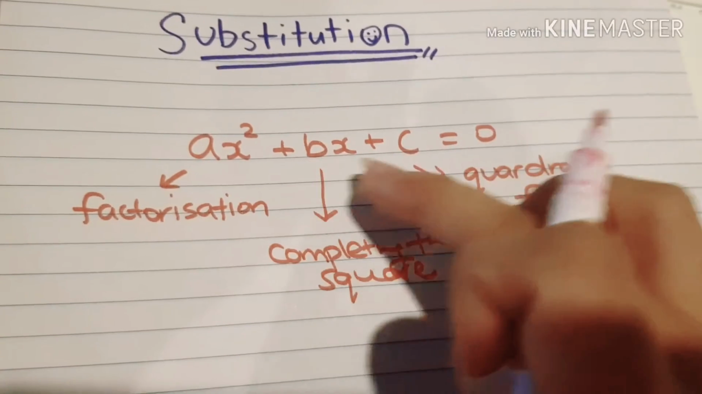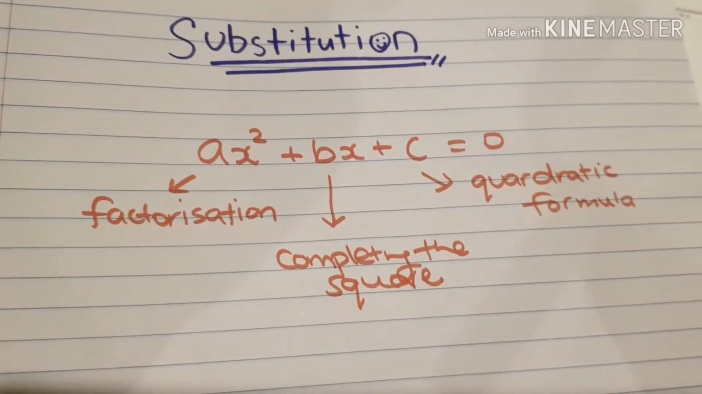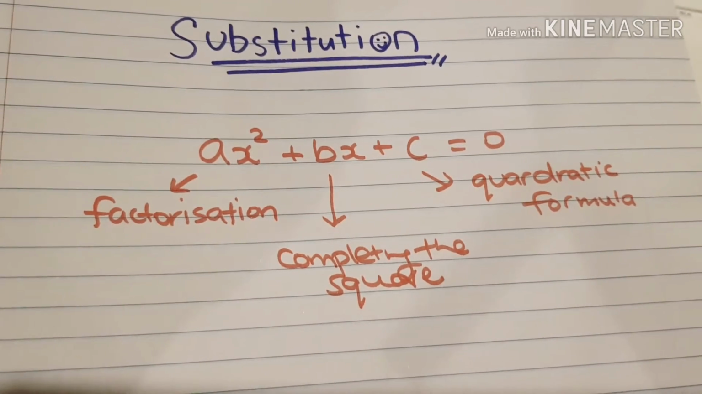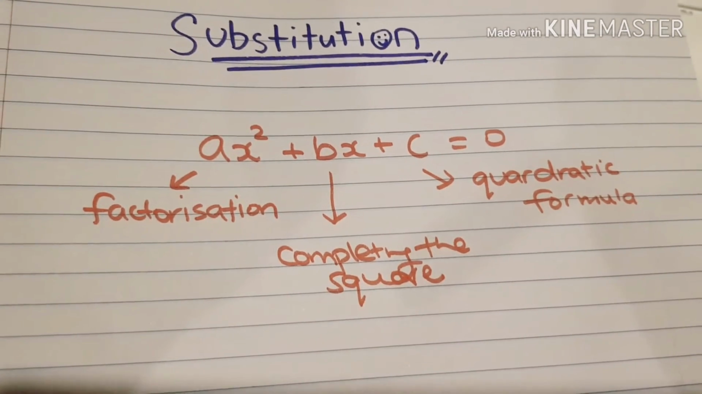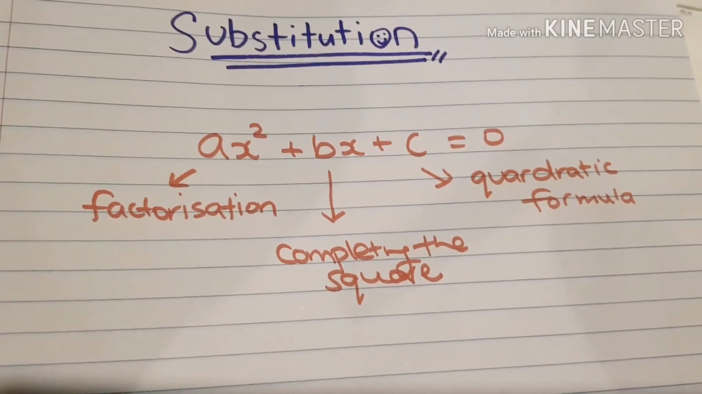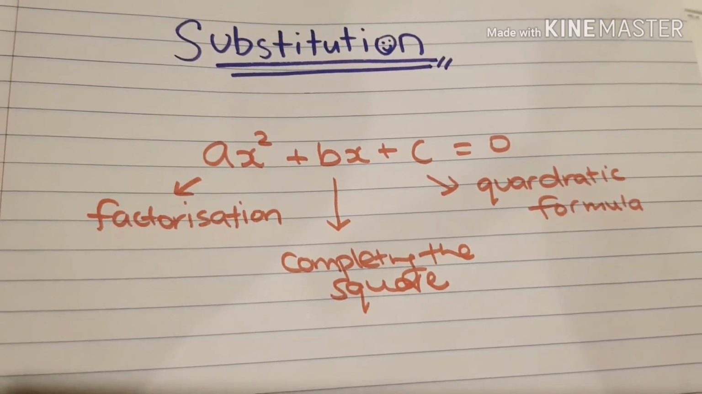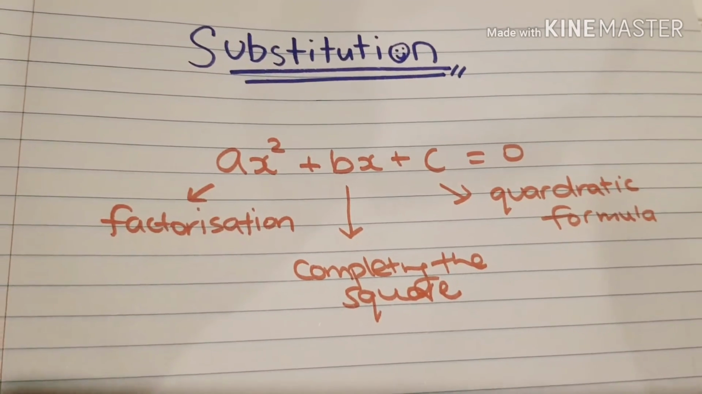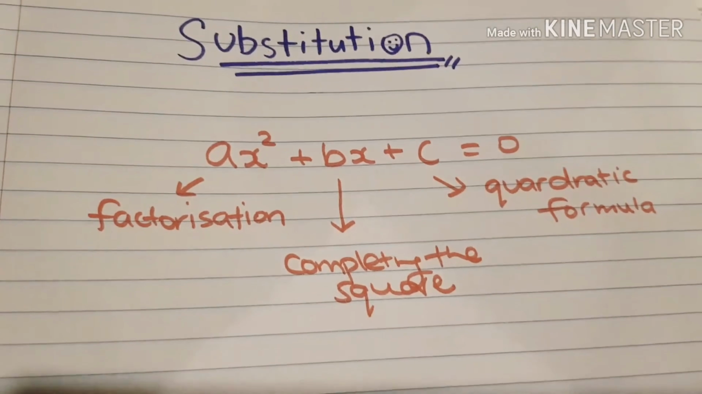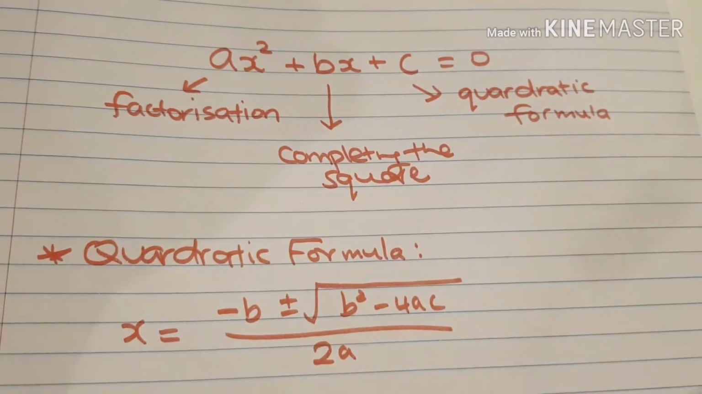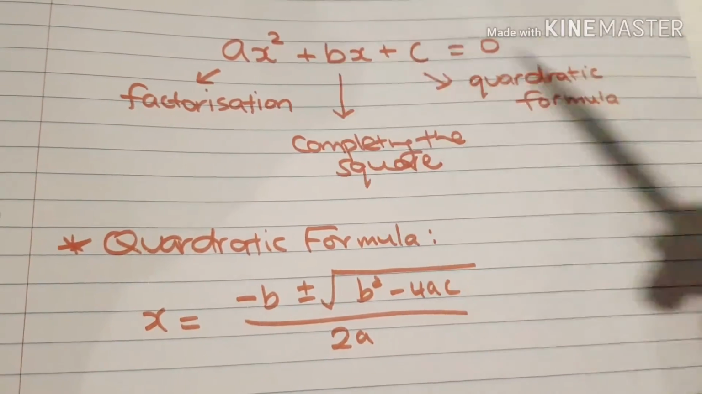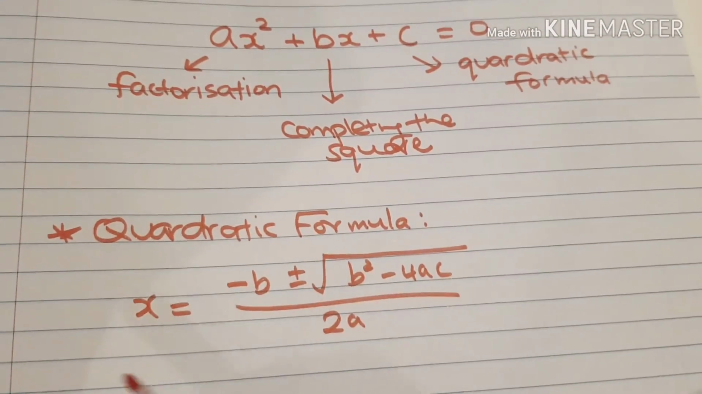When those a, b, c cannot be factorized into nice numbers, or if the numbers are too big, and if it's too difficult to factorize it or complete the square, then you can try the quadratic formula. It's the easiest way because we just put the values in the formula and find the value of x. Remember, the quadratic formula finds the solution of x straight away.